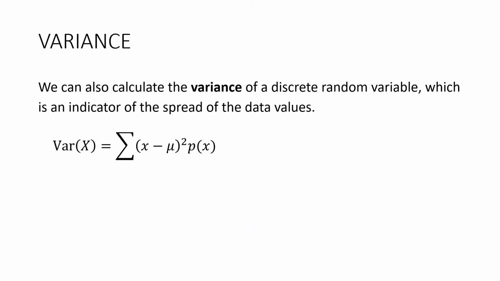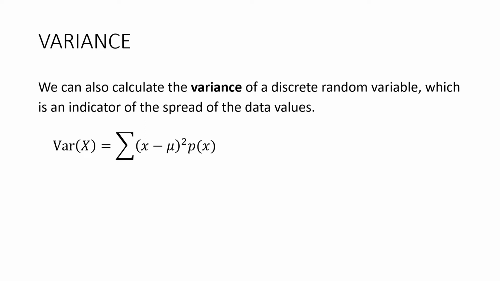Now, in addition to the mean of a probability distribution, we can also calculate the variance. And just like with statistics, this is an indicator of the spread of the data values. Here's the formula. The variance of x is equal to the sum of, we take each x value, we subtract the mean, and we square that difference. That's to get rid of the positive or negative sign. Then we multiply that by the respective probabilities.